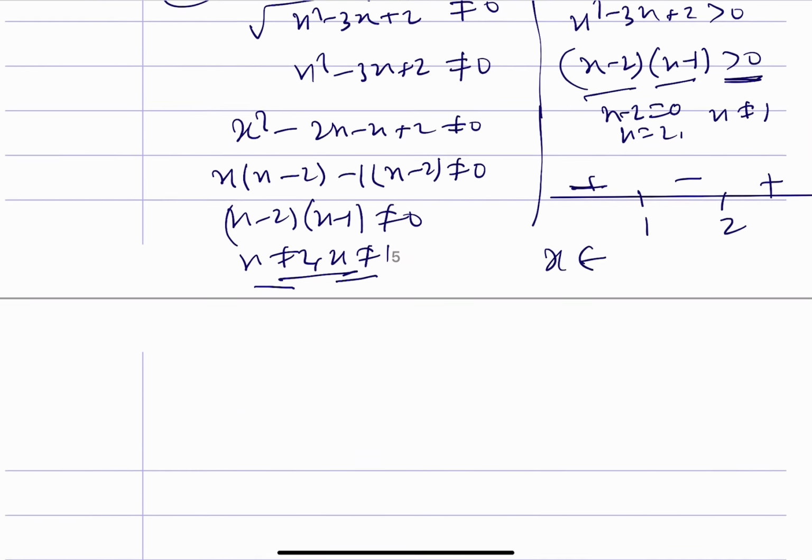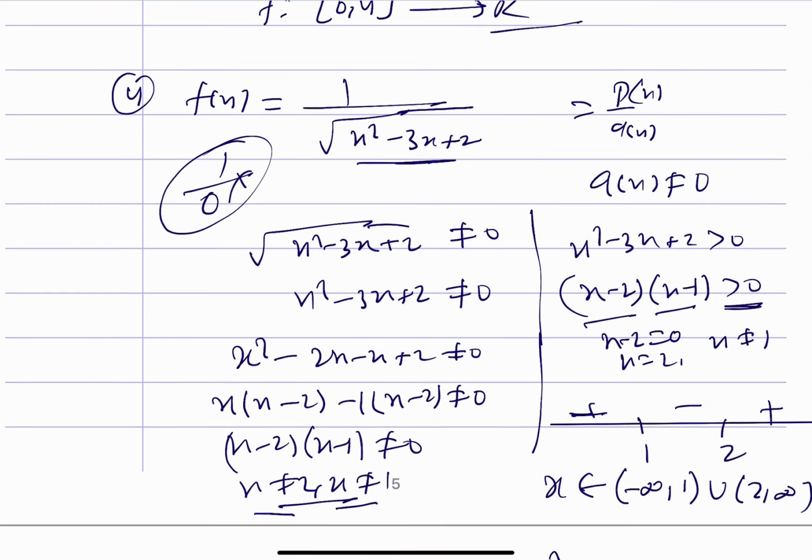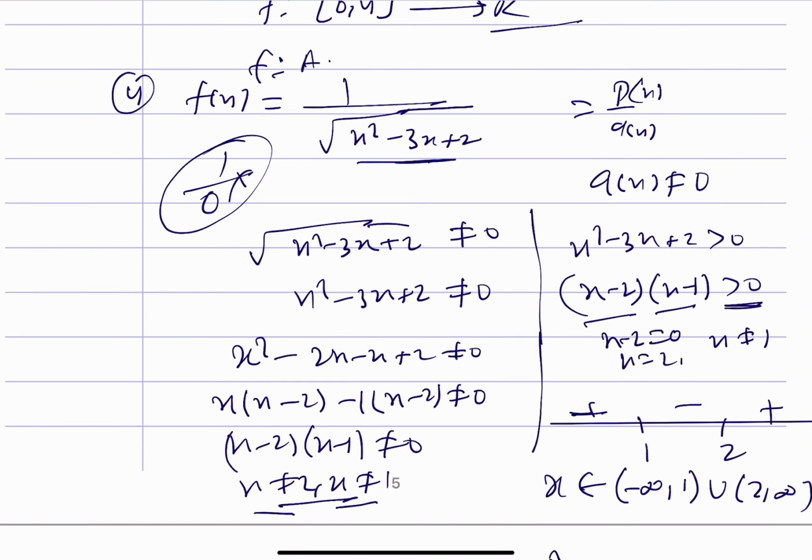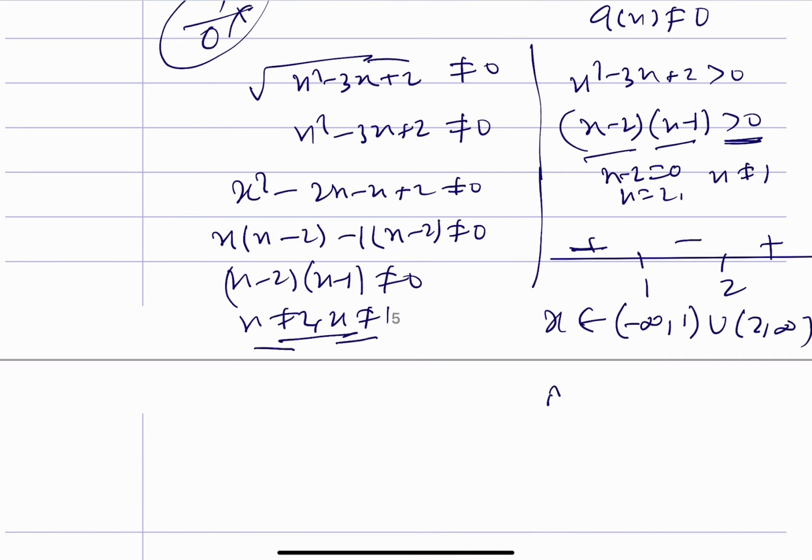So x should belong to minus infinity to 1 union 2 to infinity. So our domain is, if I define f mapping A to R, then A is equal to minus infinity to 1 union 2 to infinity, and this is the required solution.